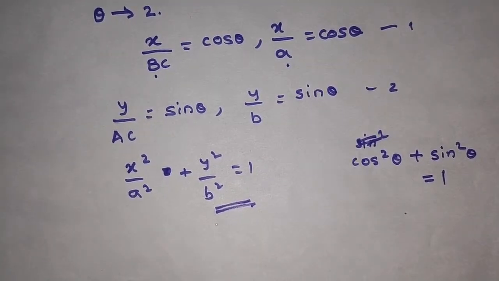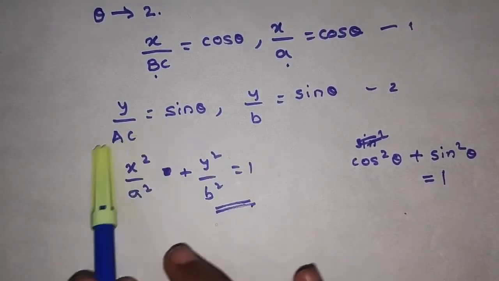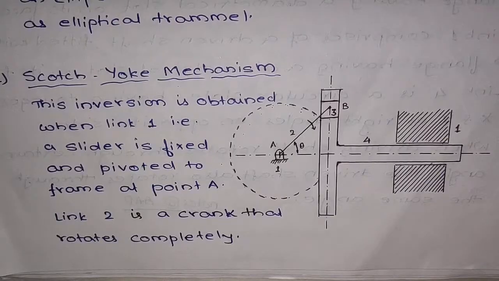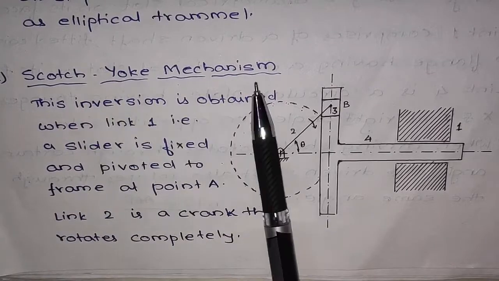So if you show this equation upon explaining what is the elliptical trammel, this will prove that the point C traces an ellipse. So this is about the elliptical trammel. So next we shall see what is Scotch yoke mechanism. So here we have the Scotch yoke mechanism.